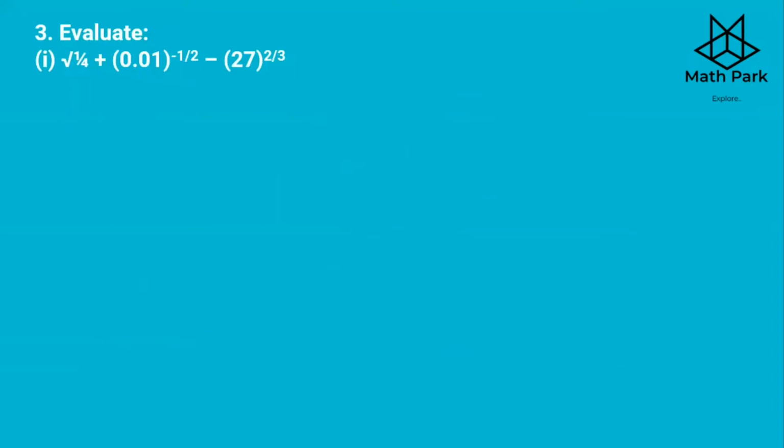Question number 3, we have root of 1 by 4 plus 0.01 raised to minus 1 by 2 minus 27 raised to 2 by 3. It's easy. So now root of 1 by 4 is 1 by 2, first of all. Okay? Because root of 1 is 1 and root of 4 is 2. So that is how root of 1 by 4 is 1 by 2. Plus, let us write this 0.01 as 1 upon 100 raised to minus 1 by 2, minus 27 is cube of 3. So 3 raised to 3 raised to 2 by 3.